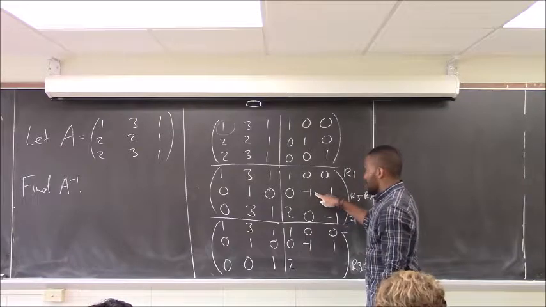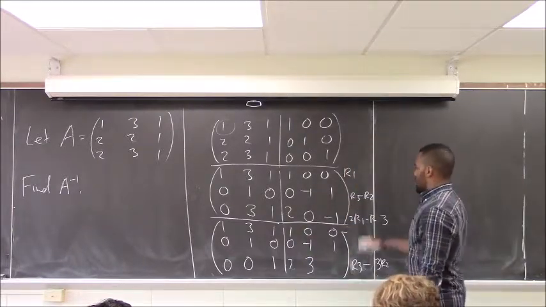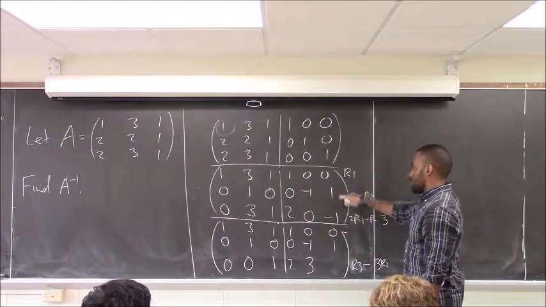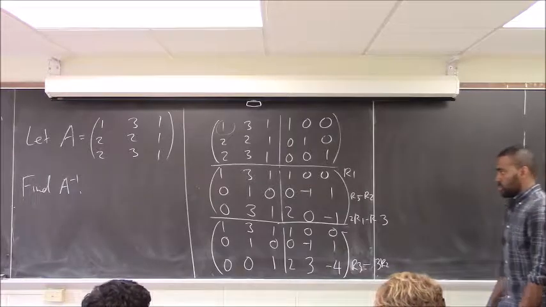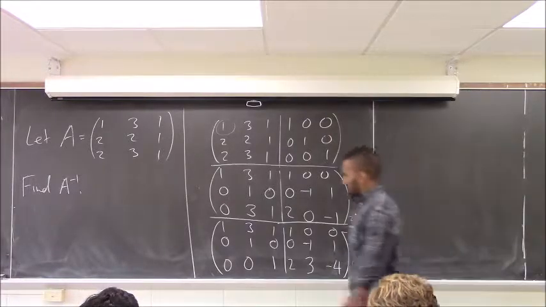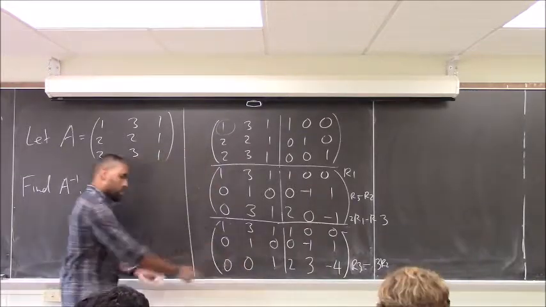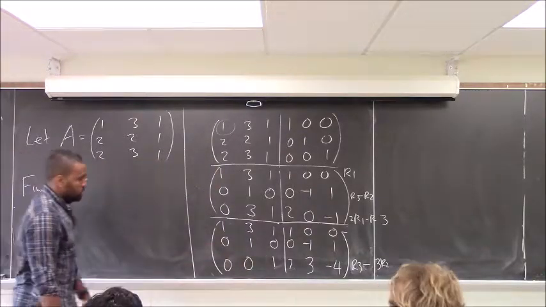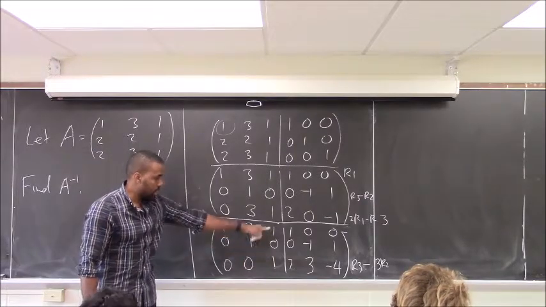0 minus 3 times negative 1, 3. And minus 1 minus 3 times that, minus 4. So here I have all my pivots lined up, cascading off to the right like we wanted. Zeros below them, so now I want to start working on zeros above. I'm going to focus on this guy to kill that guy.